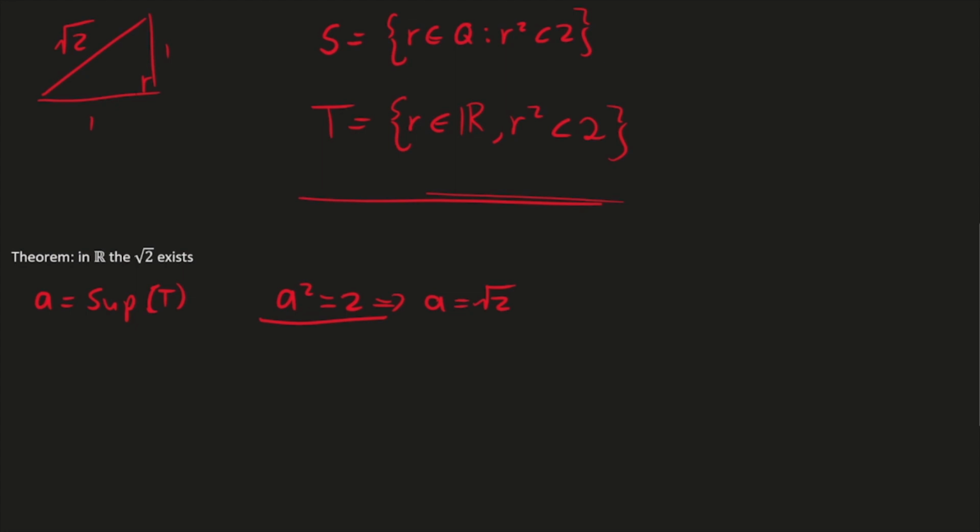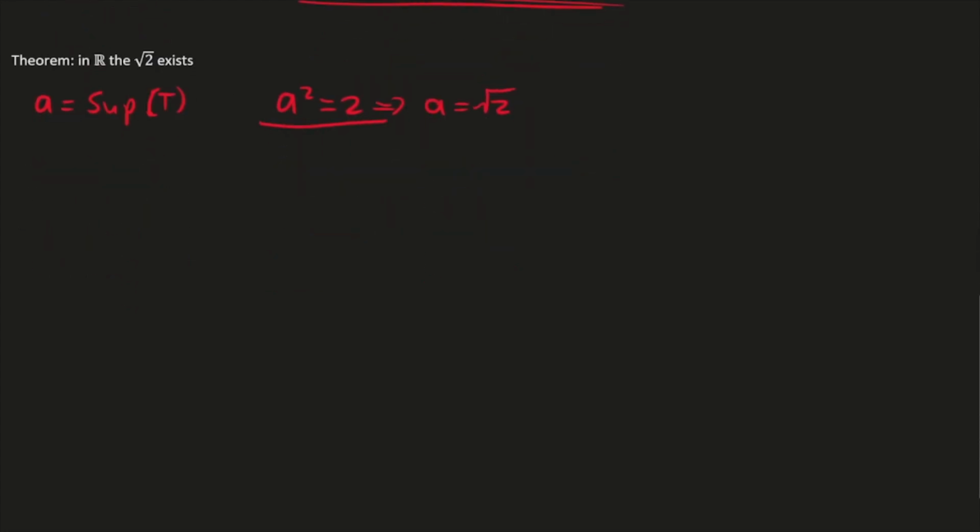So how are we going to go about proving that a squared is equal to 2? Well, we're going to do that pretty easily. Well, it's a bit weird, but we're going to show that a squared is not less than 2 and that a squared is not greater than 2. Okay.